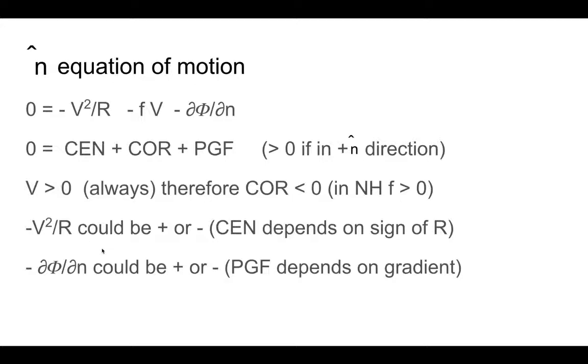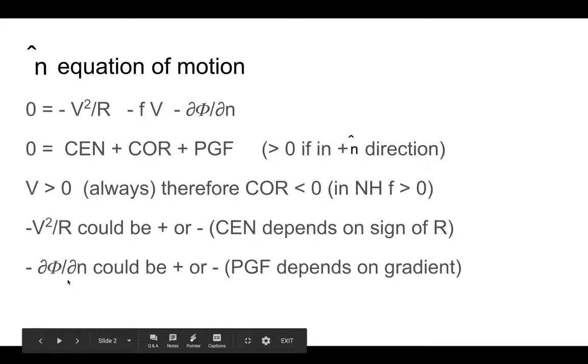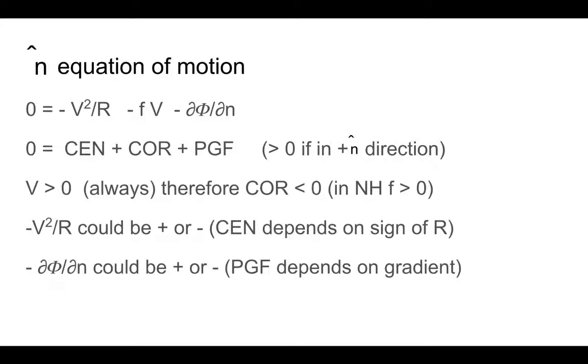It just depends. For the centrifugal force, it depends on the sign of the radius, and the radius can be positive or negative. And so the centrifugal acceleration could point in the plus or minus n hat direction. And same thing with the pressure gradient force. That could be positive or negative, and it just depends on the gradient. It depends on the orientation of the geopotential height field compared to the wind.